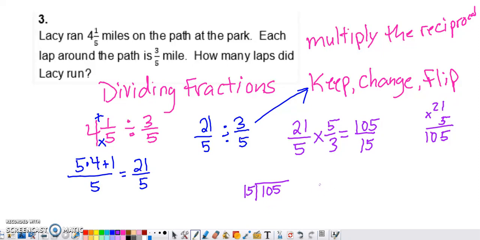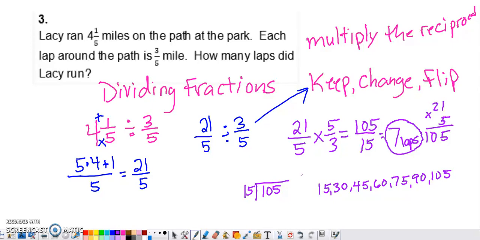And honestly, when I solved this, what I did was I just listed my 15s. 15, 30, 45, 60, 75, 90, 105. So 15 will go into 105 1, 2, 3, 4, 5, 6, 7 times. So that means Lacey ran 7 laps around the track or the path.